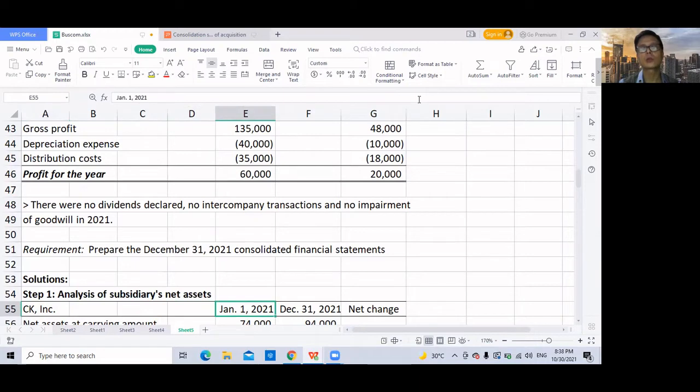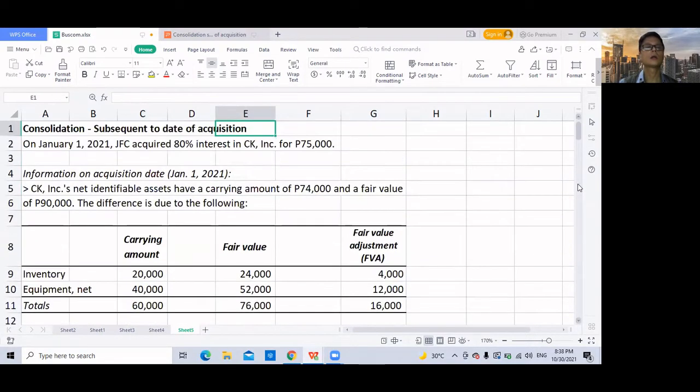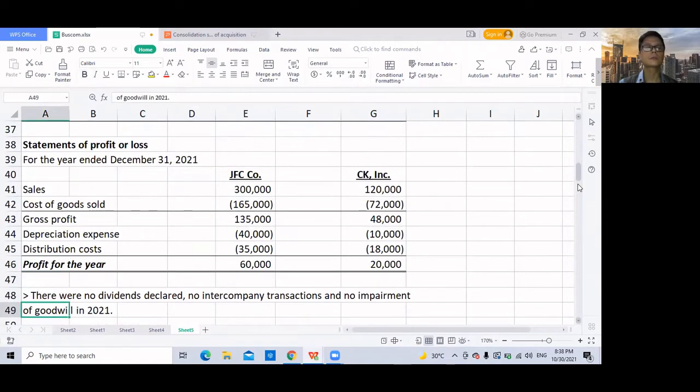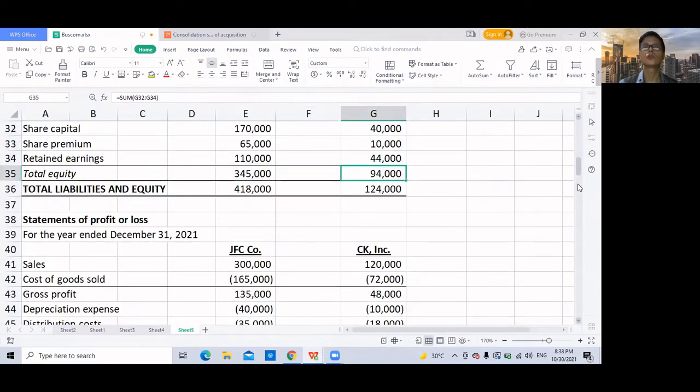So yung January 1, 2021, tsaka yung December 31, 2021, no? So that's about a year. So yung net change, makikita lang natin dito. So yung net assets at carrying amount, we have 74,000, that's a given, no? Yan, 74,000, which is given dun sa problem. And for at December 31, 2021, naging 94,000 yung net carrying amount ng assets niya. Saan ba yun? Ayun, yun siya.